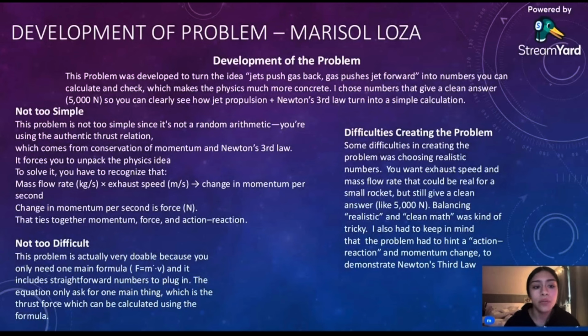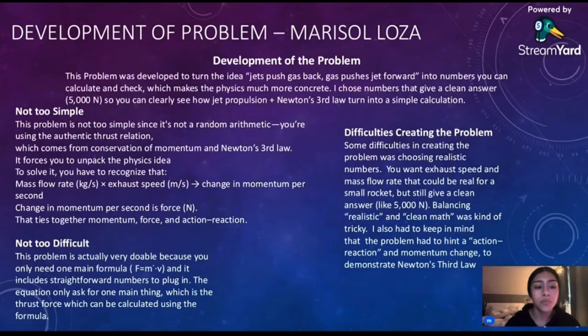Development of the problem. This problem was developed to turn the idea that jets push back on gas and gas pushes the jet forward into numbers you can calculate and check, which makes the physics much more concrete. I chose numbers that give a clean answer, 5,000 newtons, so you can see clearly how jet propulsion plus Newton's third law turn into a simple calculation.